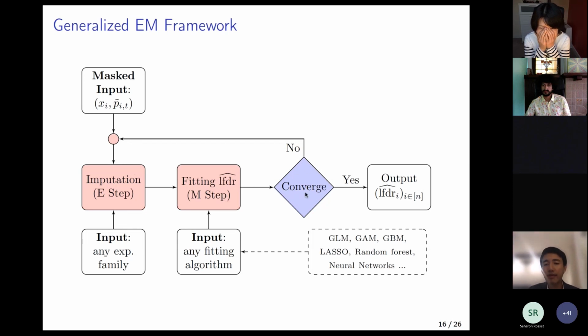If you cannot afford a lot of computation, then you output the current estimate. And now for each hypothesis, you have this local FDR estimate, and you can use that to choose the next level curve.